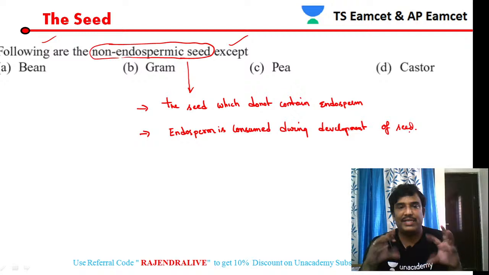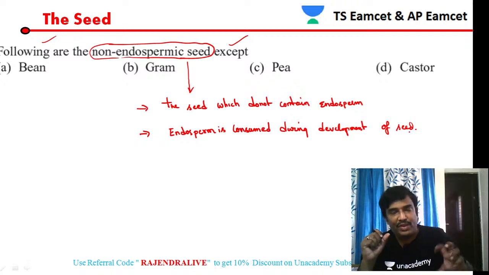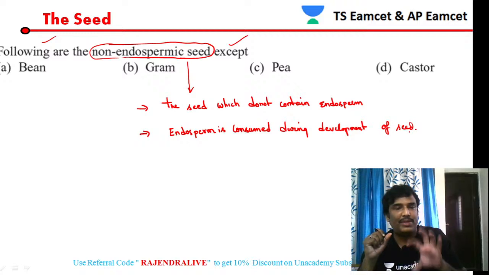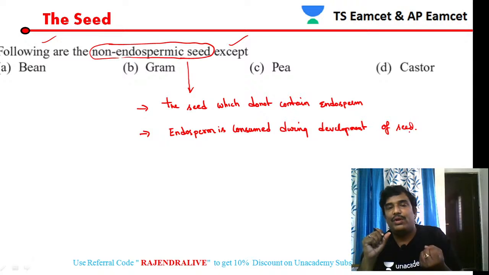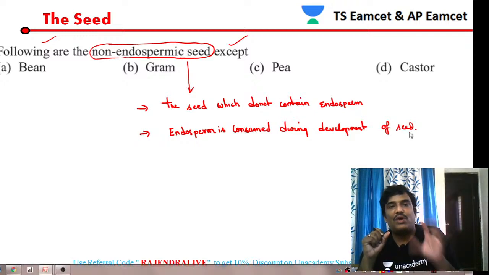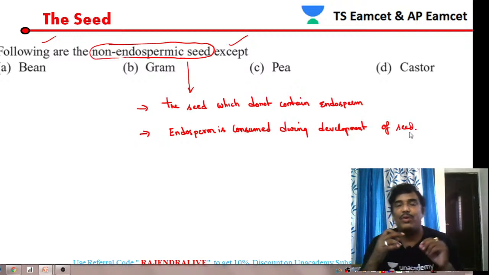So what are non-endospermic seeds? After double fertilization, endosperm is formed inside the seed. During the growth of the embryo present inside the seed, this endosperm is utilized for the development of the embryo. When the seed utilizes all the endosperm, so that there is no endosperm at all, such seeds are called non-endospermic seeds. But some seeds retain some amount of endosperm even after the seed has developed. Such seeds are called endospermic seeds.